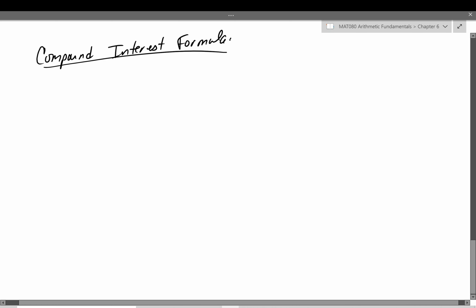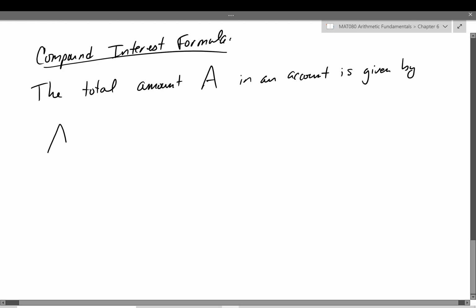So the formula for this, the total amount A in an account is given by A equals P times 1 plus R over N, all raised to the N times T. Now, I know this looks confusing, so we're going to label everything. A is going to be the amount, okay? That's usually your total.